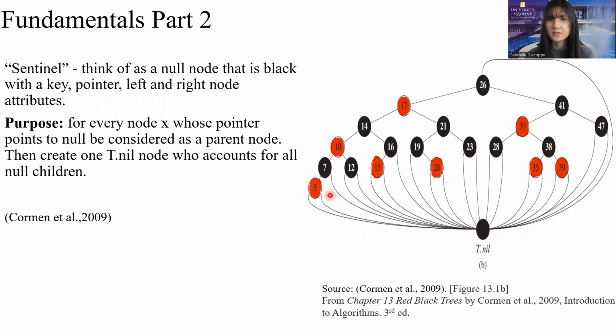7, T.nil is the right child of 7. 12, 15, 16, T.nil is the right child. T.nil is a left child of 19. We have 20, 23, 28, 35, 39, 47, even 26. So this T.nil accounts for all of the nil children. So it is a cleaned up version of the picture you saw before.